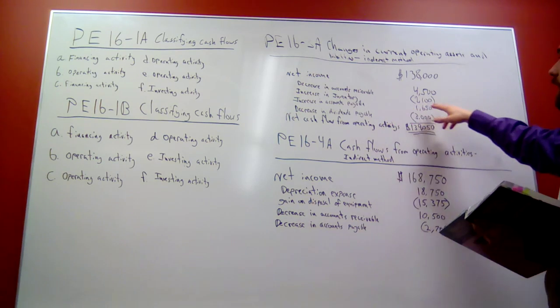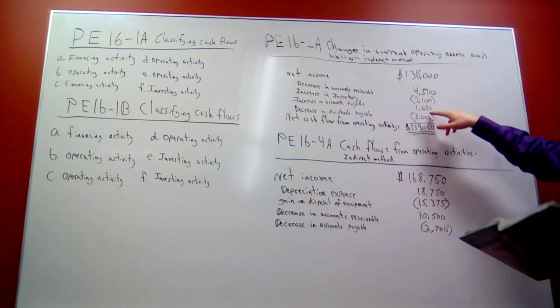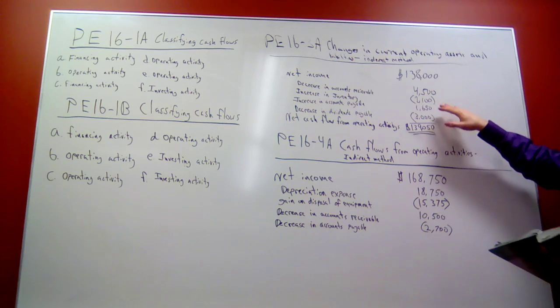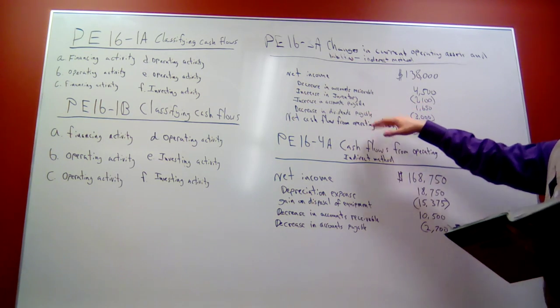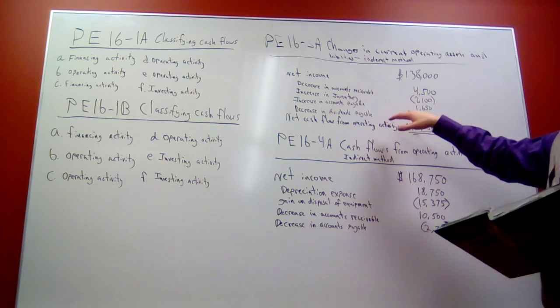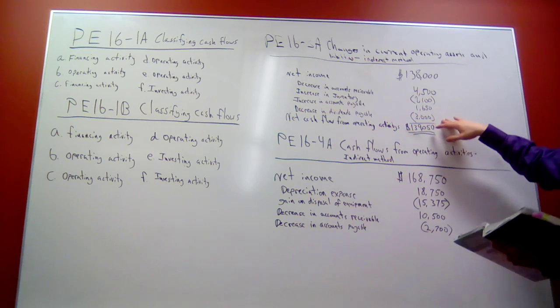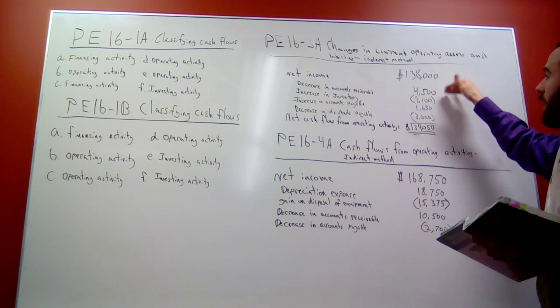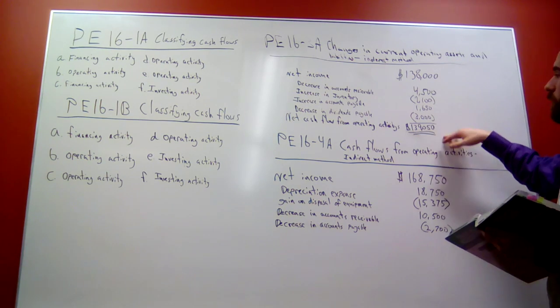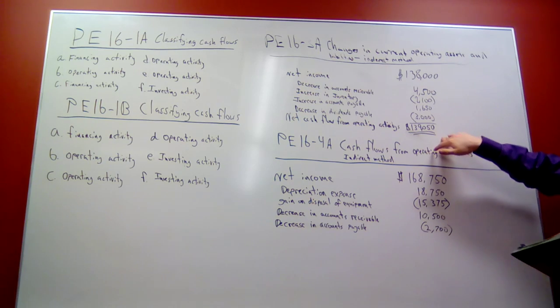An increase in accounts payable of 1,650. We add because it's money we're not paying. A decrease in dividends payable of 3,000, which we deduct. So we take the 138, add it, subtract it, and we end up with $139,050.